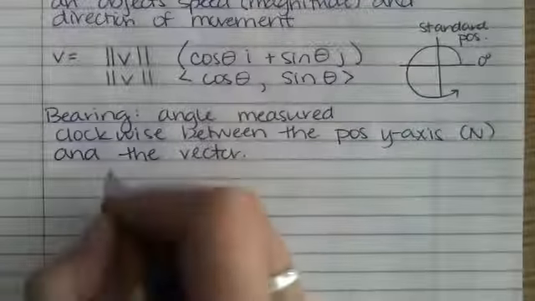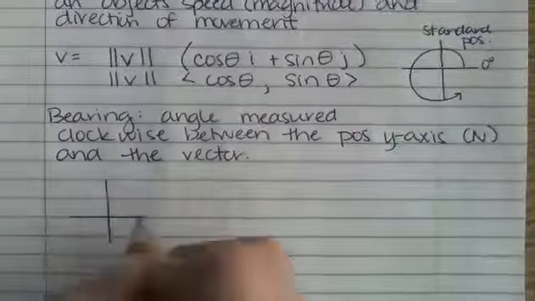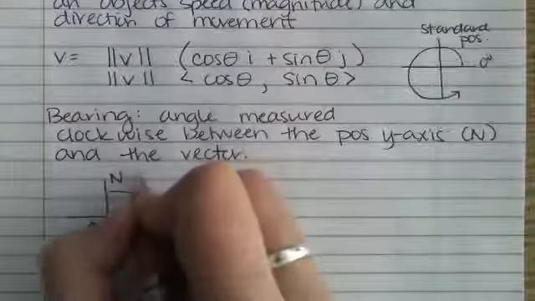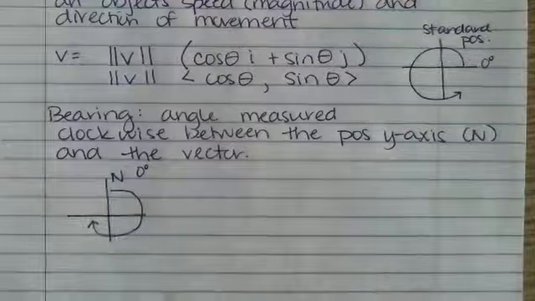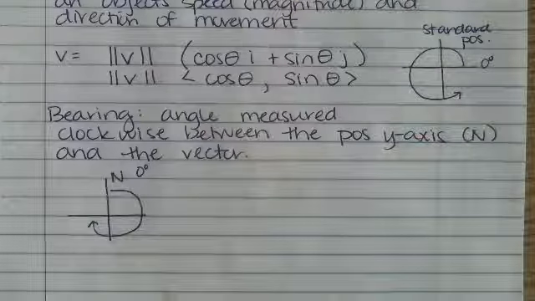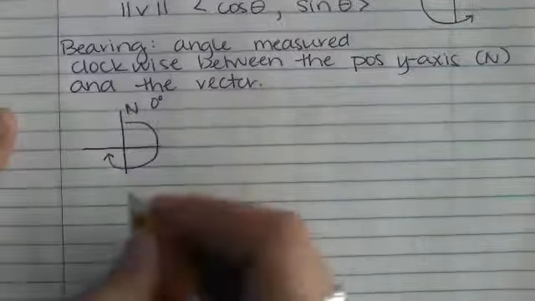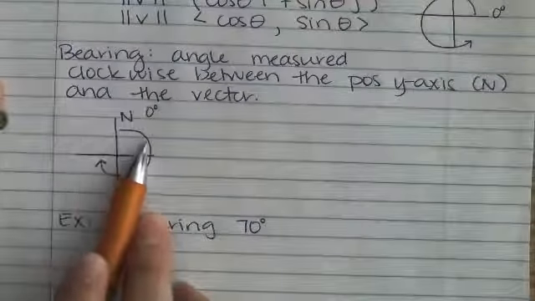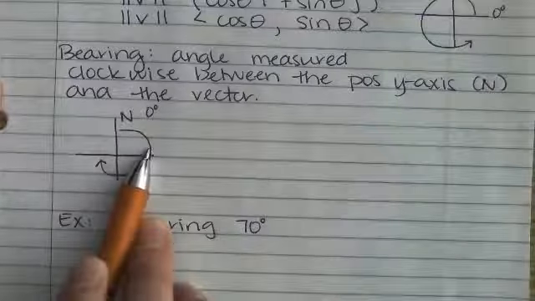So when we measure bearing, we're going to start up here at north and go around this way. So north would be 0 degrees. Alright, so if we're talking about a plane that is bearing 70 degrees, that's all fine and good, and people would look at that and they'd say, okay, start at north and go 70 degrees clockwise. That makes sense.